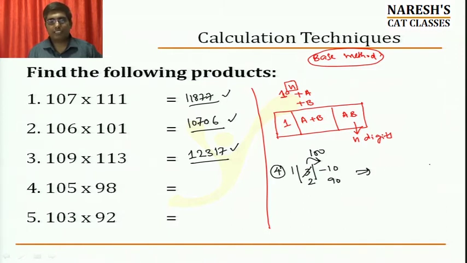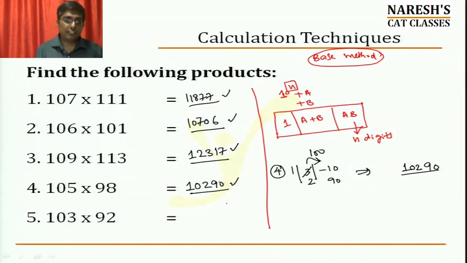Automatically the answer for this is 90, and 2 has to be written as 02 because n digits, 2 digits, 10290. And the answer for this is 10290. Similarly, you can try question number 5. See if you can do question number 5 like this. Exactly the same method. This method of carry forward, see what happens. Try to do the carry forward thing and tell me what happens.